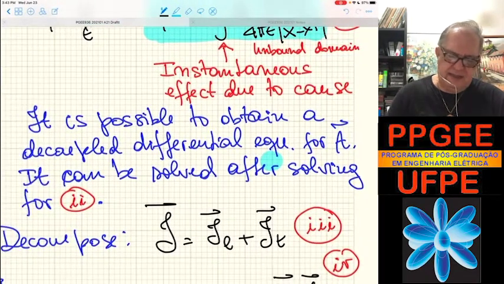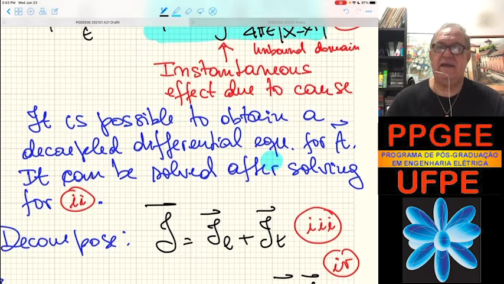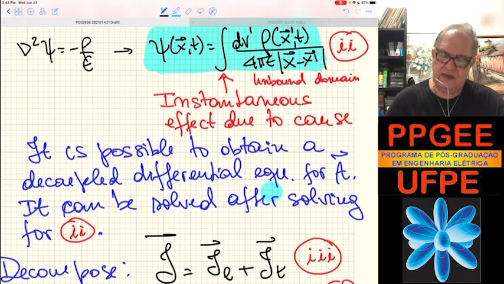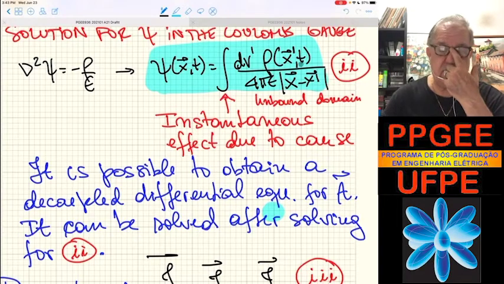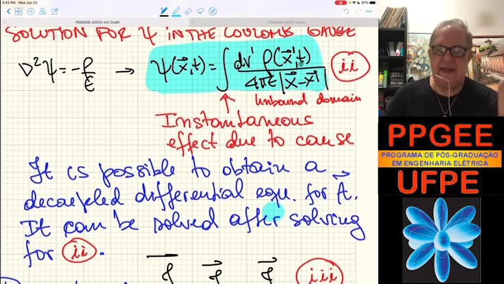It's possible to obtain a decoupled differential equation for A. Recall that the equation is coupled with psi. It can be solved after solving for this equation here. Suppose we solve for the potential, then we are going to obtain a solution for the A. I mean, that's evident, right?